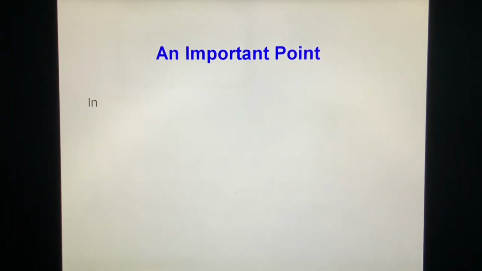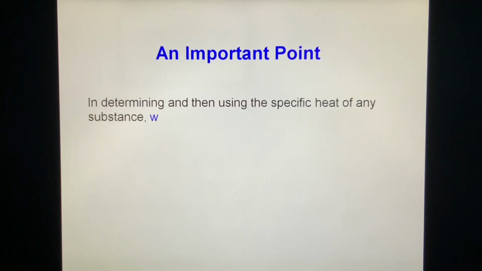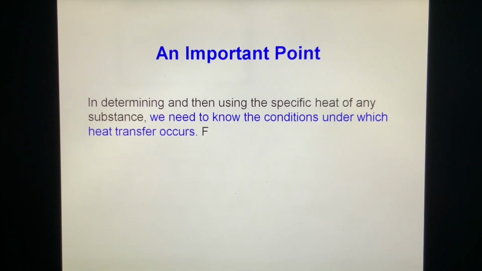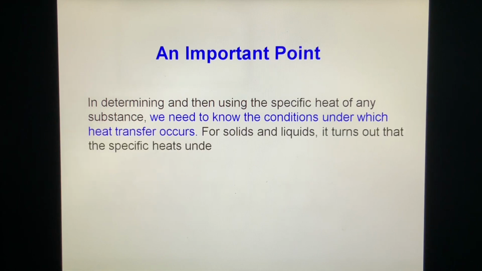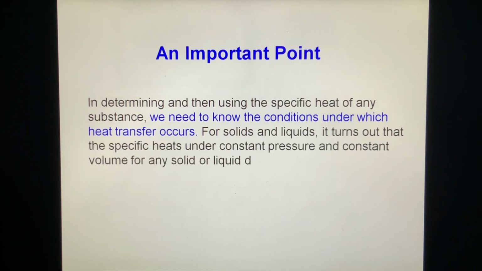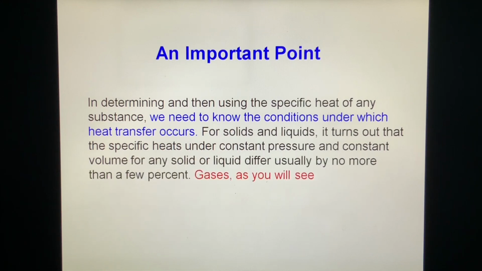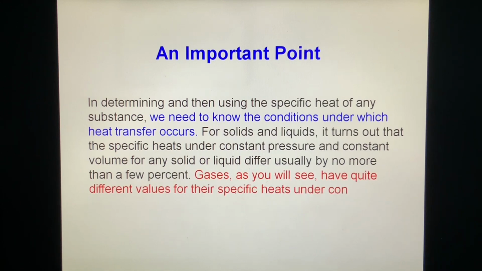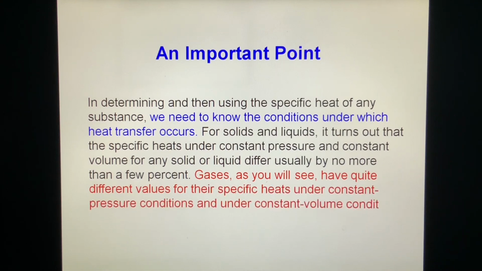An important point in determining and then using the specific heat of any substance: we need to know the conditions under which heat transfer occurs. For solids and liquids, it turns out that specific heats under constant pressure and constant volume differ usually by no more than a few percent. Gases, as you will see, have quite different values for their specific heat under constant pressure conditions and under constant volume conditions.